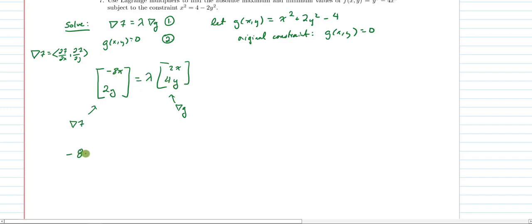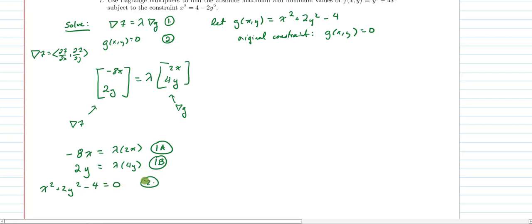So our first equation is that minus 8x must equal lambda times 2x. We'll call that equation 1a, because we started with this original statement that the gradient vectors need to be parallel. We called that 1. And so that's our first equation. Our second equation then would be that 2y must equal lambda times 4y. That's equation 1b. And then our third equation is the constraint must equal 0, which our constraint was x squared plus 2y squared minus 4 equals 0, and that's our equation 2.